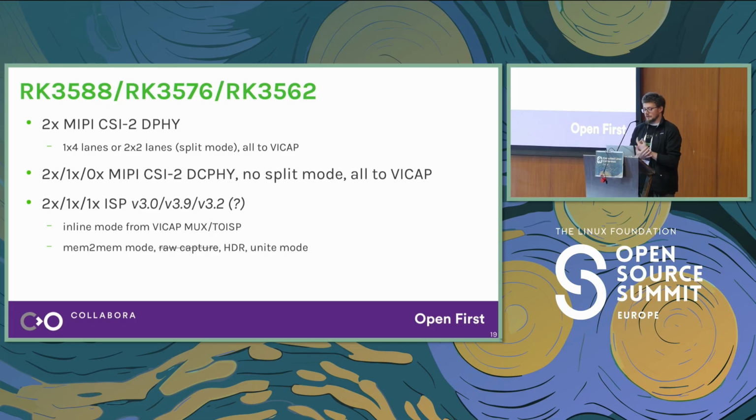HDR is supported, and in the case of the 88, you've got a unite mode where both ISPs work in unison. This can be interesting, for instance, to support 8K frames, and so each ISP would process one half of the resulting image.